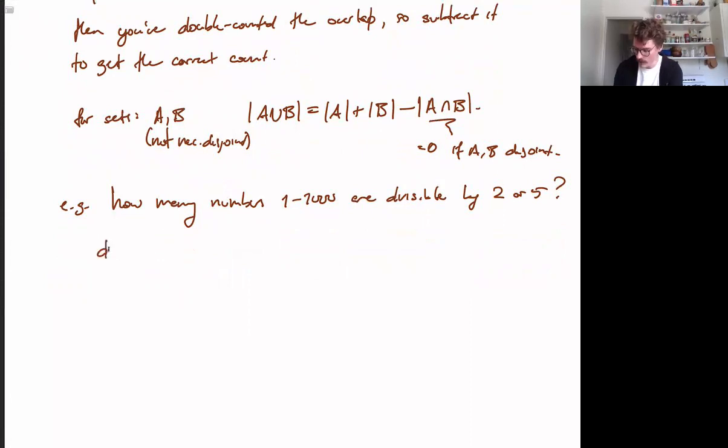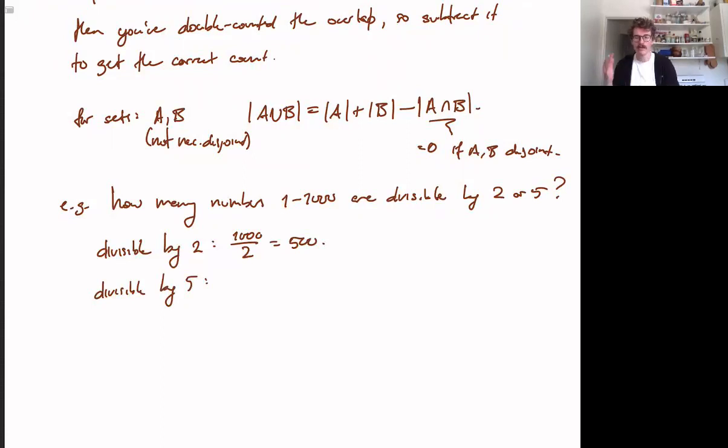So divisible by 2: how many numbers from 1 to 1,000 are divisible by 2? Well, we know that every other one is divisible by 2, so half of them, right? So it is 1,000 over 2, which is 500. Divisible by 5, we can do basically the same thing. Every fifth number is divisible by 5, so we get 1,000 over 5, which is 200.